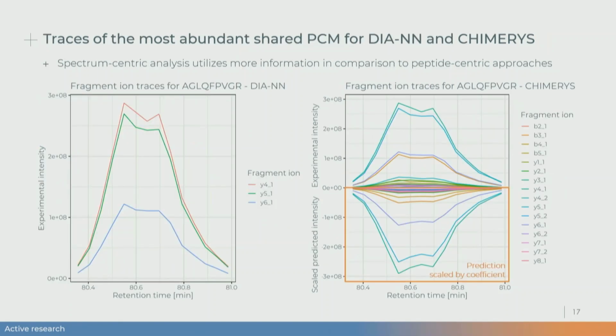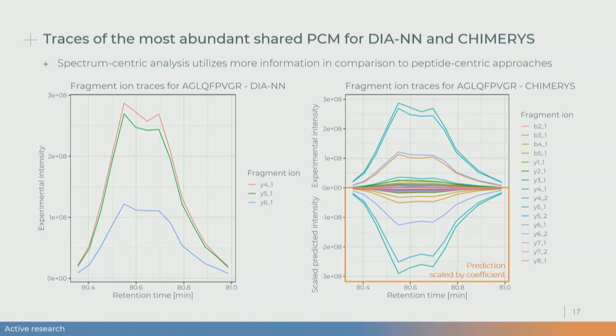However, focusing a bit more on the commonalities and looking at quantification, this here is very encouraging. It's the most abundant peptide in the data set, quantified by DIA-NN on the left and by Chimeras on the right. For Chimeras, this sort of XIC plot is a bit different in the sense that below the x-axis, we have our prediction scaled by the contribution that I mentioned earlier, right? So at every single point, we multiply our fragment ion intensities with the contribution for that scan and trace that over retention time. And I think it's very encouraging that those values correlate nicely with the experiment.